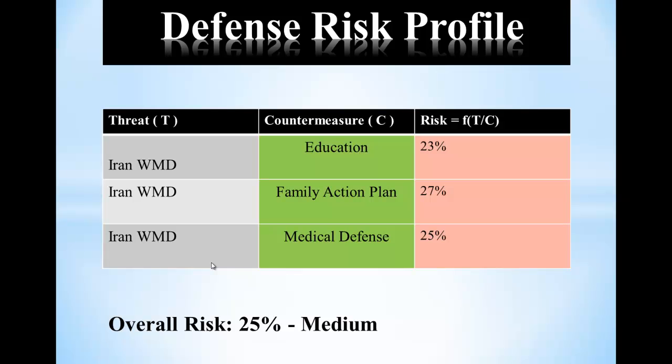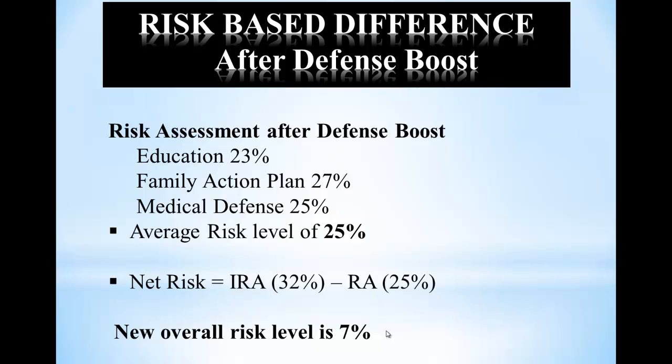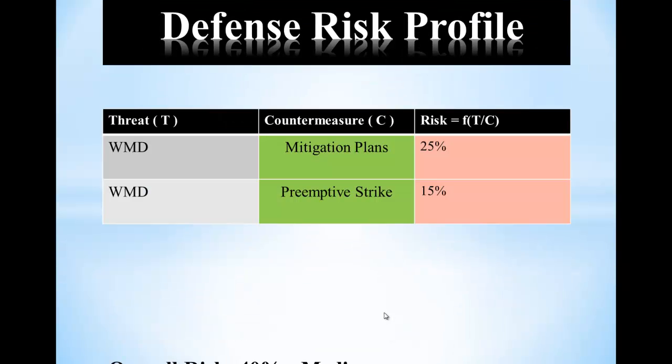This is the defense risk profile. You can see here we have countermeasures of education, family action plan, and medical defense, giving us an overall risk of 25%, medium. Risk-based difference after defense boost: education's at 23%, family action plan 27%, medical defense 25%, gives us an average risk level of 25%, and the new overall risk level is at 7%.